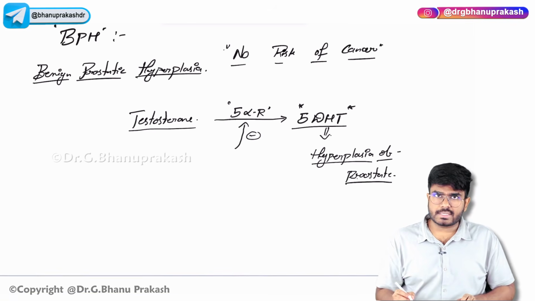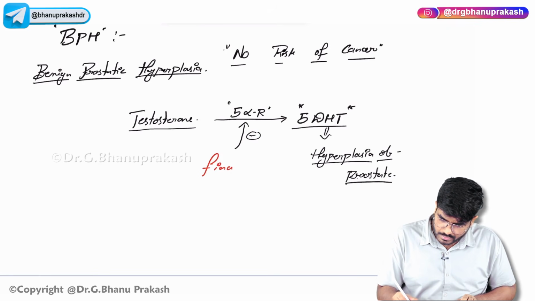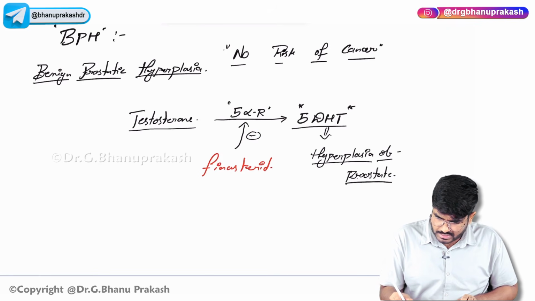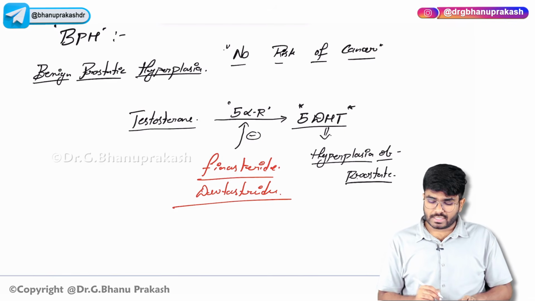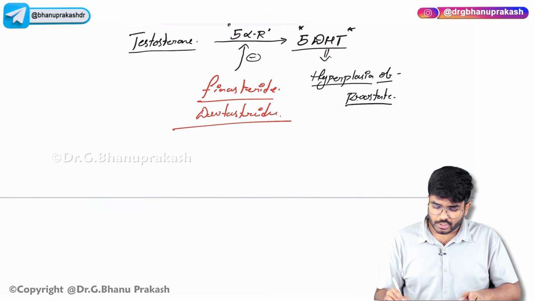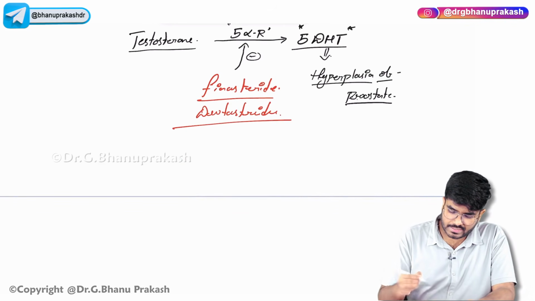So, what we have to do? We have to inhibit this enzyme. How can we inhibit this enzyme? With the help of drugs like finasteride and dutasteride. These are 5-alpha reductase inhibitors, which are used in the treatment of benign prostatic hyperplasia, which should not increase the risk for cancer.